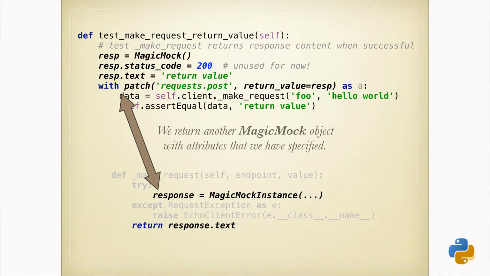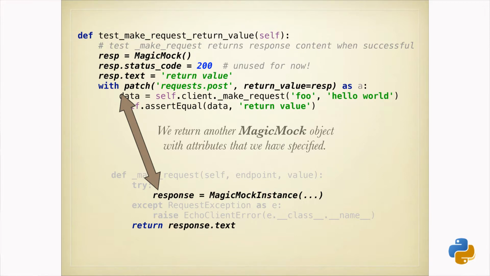So we're setting a status code of 200, and we're setting the text attribute to be the return value. Now we're using the patch decorator in our test case as a context manager, and we're setting the return value when we patch request.post to be a new MagicMock instance, which is that response object we've just created. So we can make the client call, and our data variable is now going to be that MagicMock response instance we just set up. And so we can assert that the data is what we expect it to be.